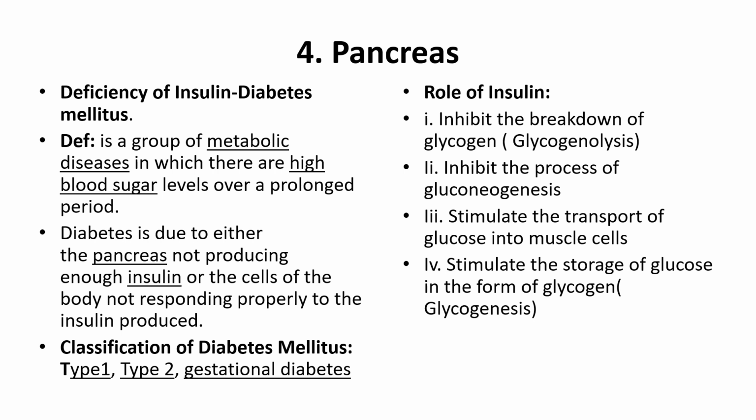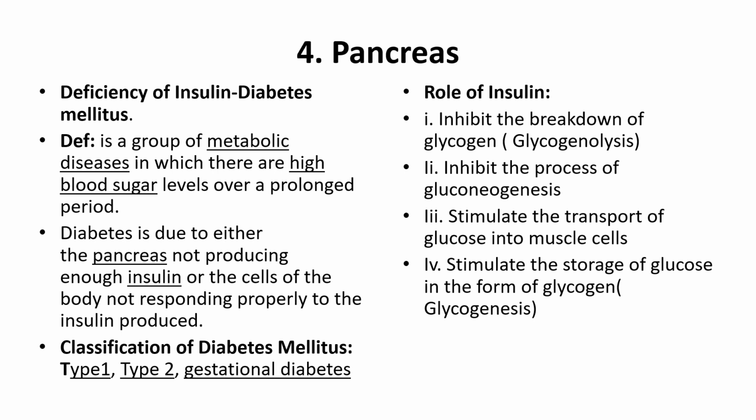The classification of diabetes mellitus: the types are type 1 diabetes mellitus, type 2 diabetes mellitus and gestational diabetes. That means this diabetes is seen only in pregnancy. Now we will see the role of insulin. Insulin usually balances the blood sugar level in the body.